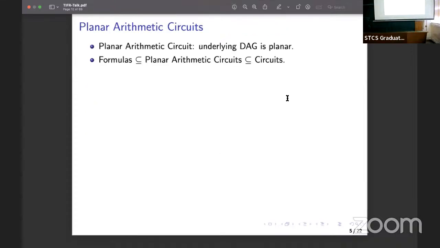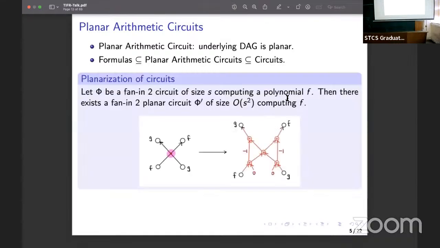So now getting to planar circuits. A planar arithmetic circuit is an arithmetic circuit where the underlying graph is planar, so there are no edge crossings. Any tree is a planar graph, which means that every arithmetic formula is a planar arithmetic circuit, and any planar arithmetic circuit is a circuit. Now the question is, how far are planar arithmetic circuits from circuits?